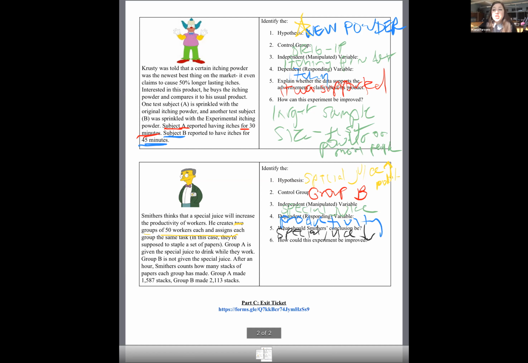Now, how could this experiment be improved? Well, Smithers could test different tasks, right? So this could have several answers. Smithers could test the experiment with different tasks, have them do other things besides just staple stacks of paper. I assume that's not their entire job, but just stapling paper. They could perform other tasks. He could increase the sample size, so he could test this on more people than just 50 workers. He could improve the experiment by doing it on the same group of people over a longer period of time, right?